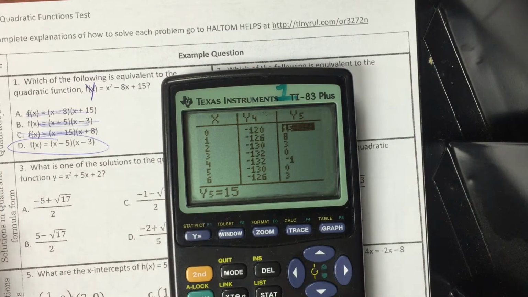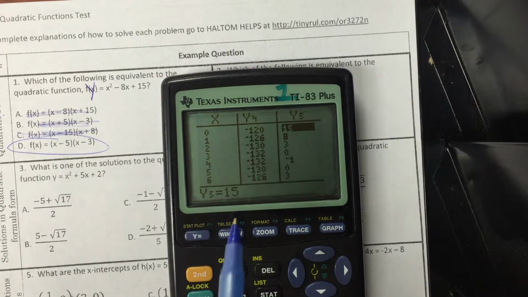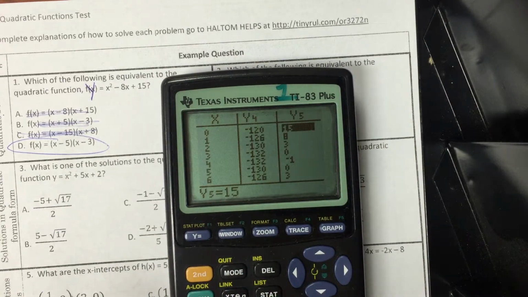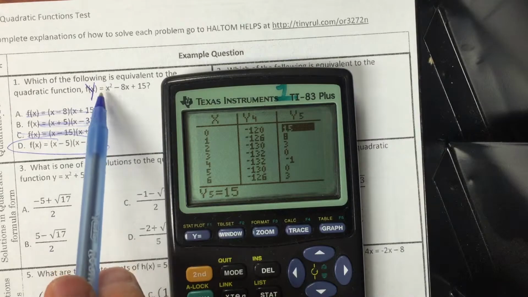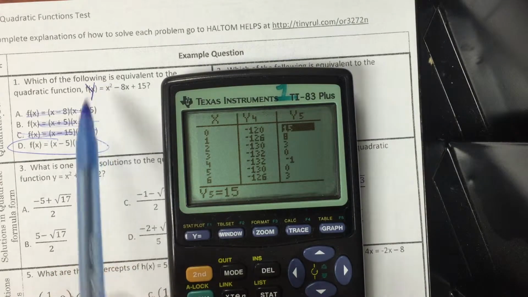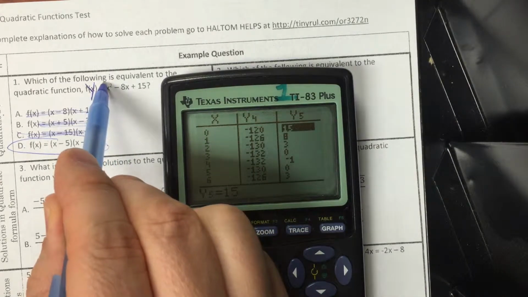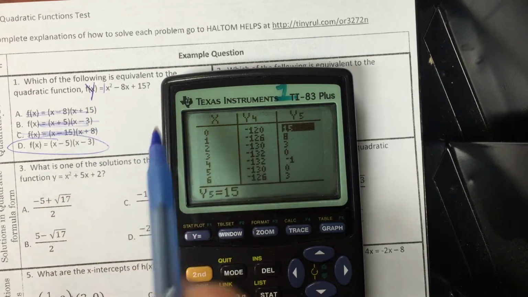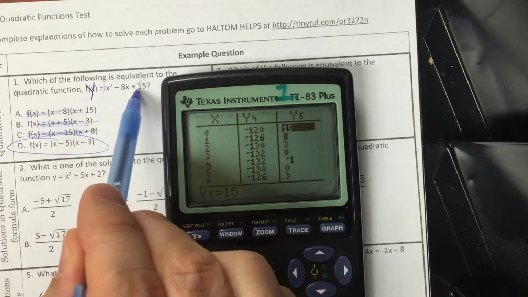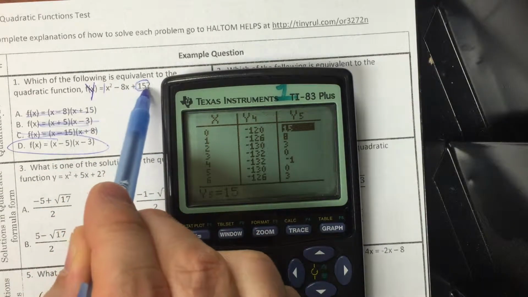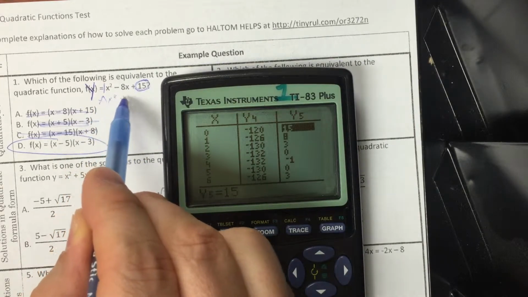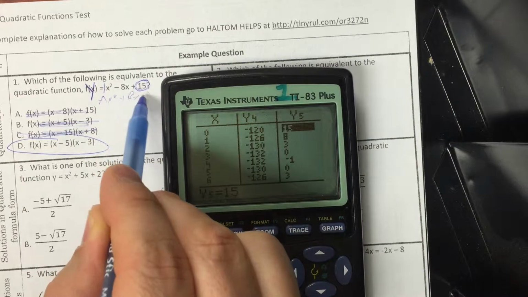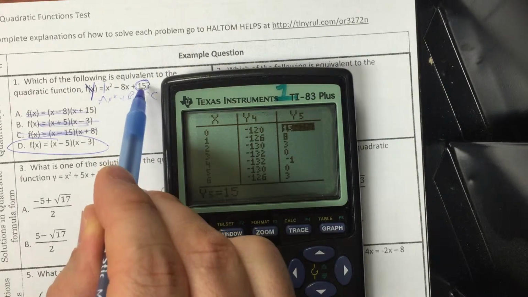So we were able to put them all in at the same time, compare them, and carefully find the one that matches. Now I want to show you a little hint. This works when there's no number in front of the x squared, just like an invisible 1. When you have an invisible 1, this works. We have a 15 here on the end. It's our c value. Meaning this is ax squared plus bx plus c. This is our c value.